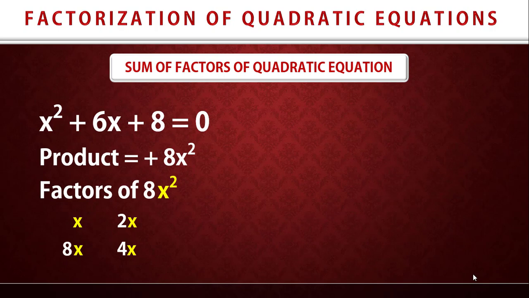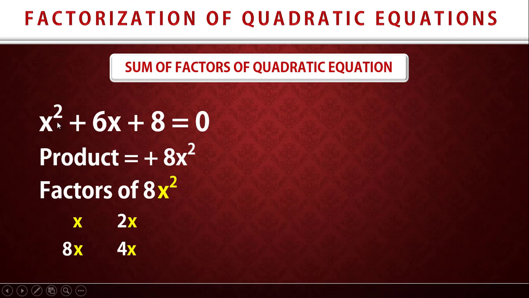Having determined the product and factors of a particular quadratic equation, the next thing you need to do is the sum of factors of that quadratic equation. How do you do that? You can do that after you've determined the factors. We looked at how to determine the factors of 8s squared before. So now we'll be using these factors to determine our sum of factor.